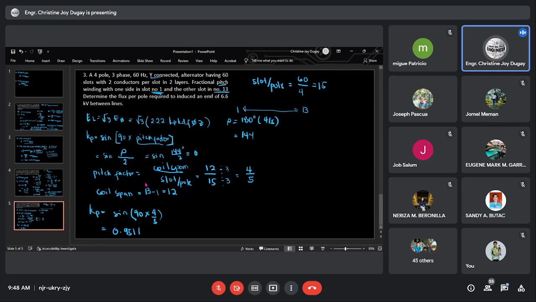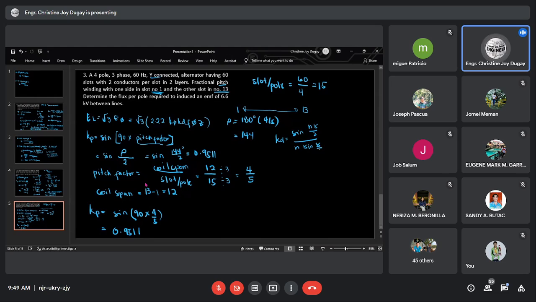Same with 0.9511. Ganyan po siya. And okay na tayo sa KP, no? How about KD? KD po natin, that is equal to sine of n gamma over 2 over n sine of gamma over 2.